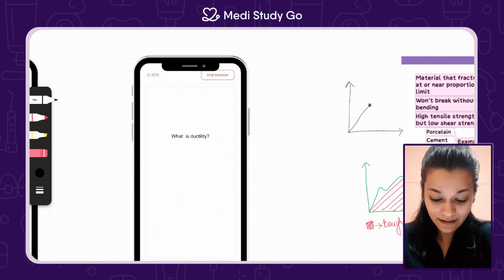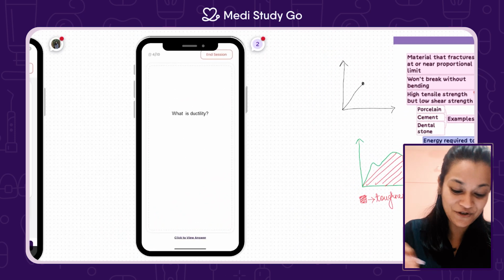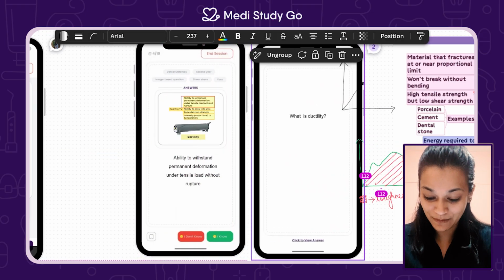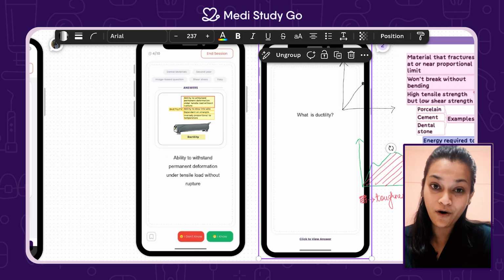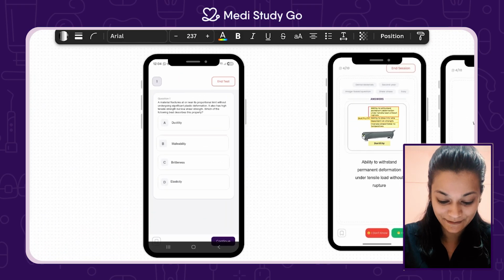Now let's quickly revise a flashcard. Let's see how much you have understood. What is ductility? It is the ability of the material to be drawn into wire. So it can withstand permanent deformation under tensile load without rupture. You can elongate it without actually rupturing it.